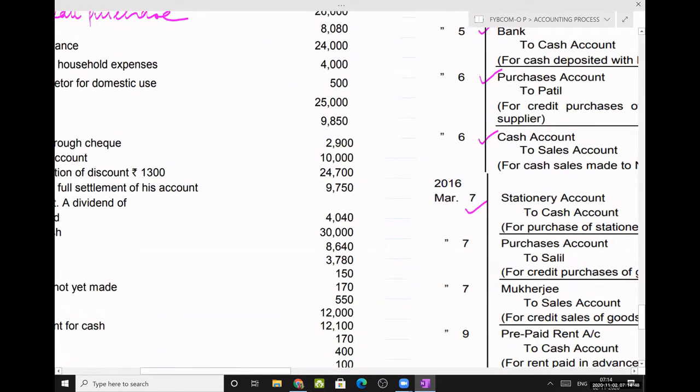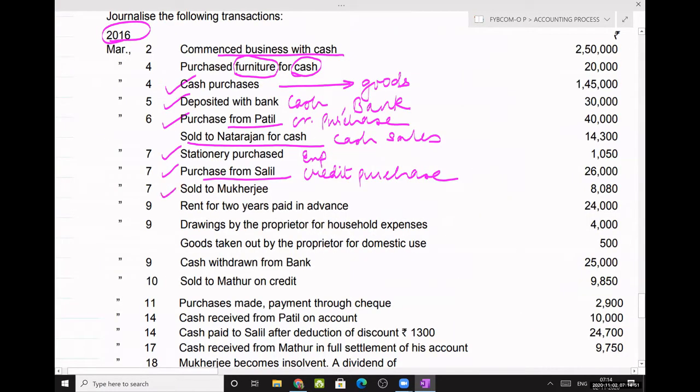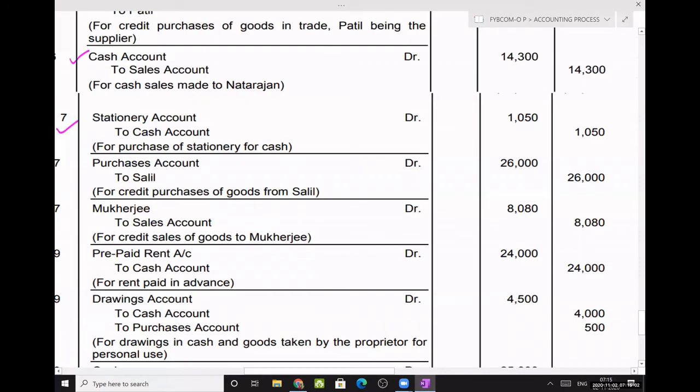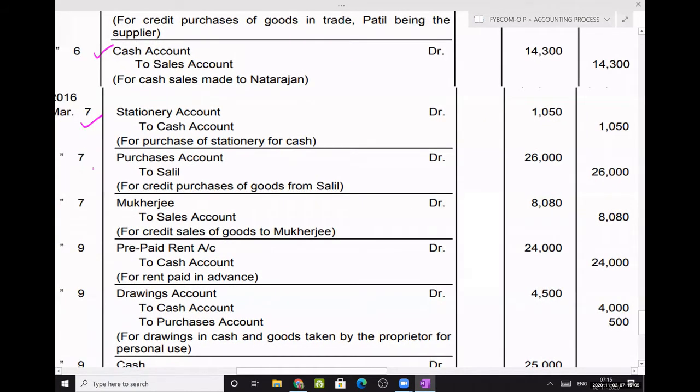Next, again on 7th, sold goods to Mukherjee. Again the party name is given, so this is a credit sale. Mukherjee is a debtor, since goods were sold. In the first example, Salil is a supplier, from whom you take goods, and a supplier is known as a creditor. And people to whom you sell goods are known as debtors or customers.